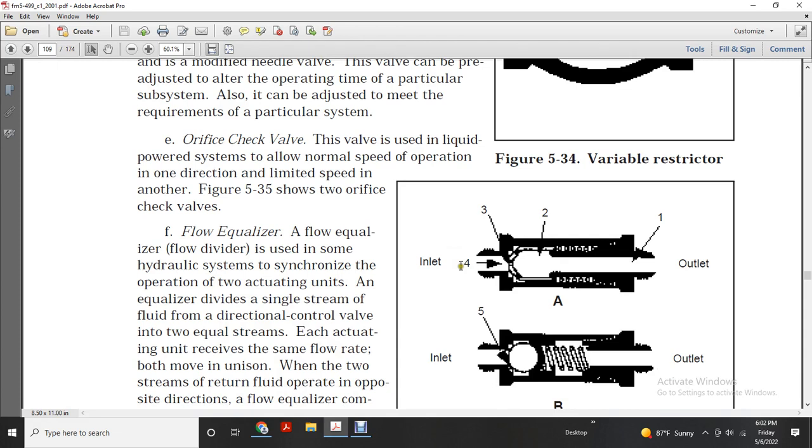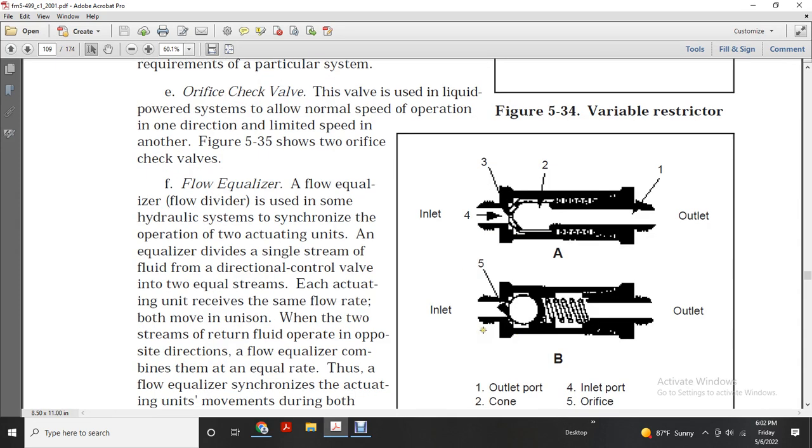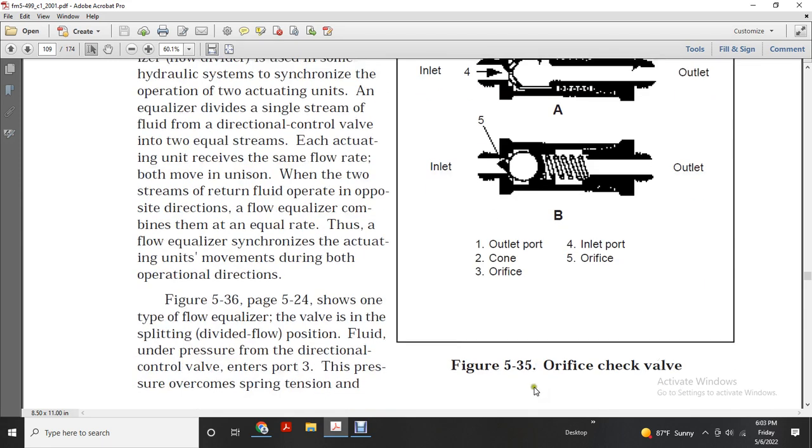Alright, it shows 1, 2, 3 and 4, with inlet and outlet pressure A and B. 1 is the outlet port, 2 is the cone, 3 and 4 is the inlet port, 5 is the orifice.